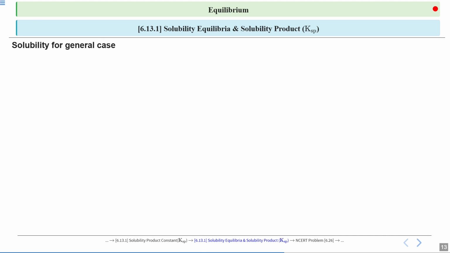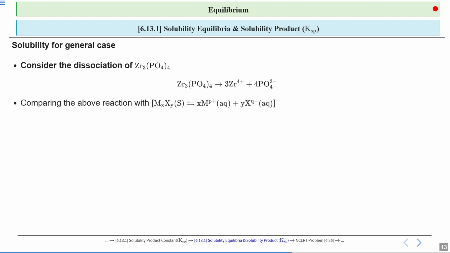So moving on to an example, which is Zr3(PO4)4, having a coefficient of 4, right? Further, if I show the dissociation here, this whole thing will go to 3 moles of Zr4+ and 4 moles of phosphate ion. Then I compare this given equation with our general reaction. What we will see in this is that instead of M we have zirconium, and instead of X, capital X I would say, we have the phosphate.